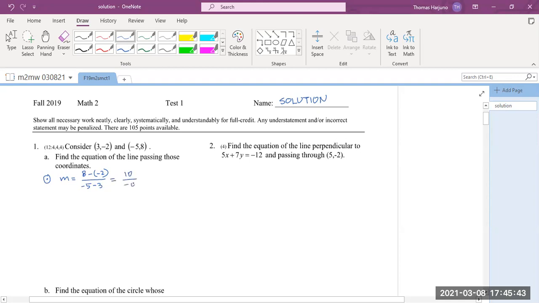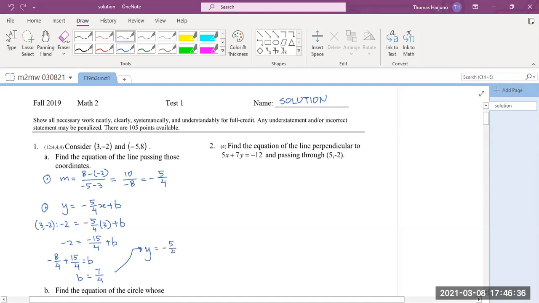That's 10 over negative 8, reduced to negative 5 over 4. And then the equation of the line, y equals mx plus b. Let me use one coordinate, 3 comma negative 2. That's negative 2 here, this is 3. So I get negative 2 equals negative 15 over 4 plus b. Do the LCD, plus 15 over 4 equals b. So b is 7 over 4. So the equation of the line is y equals negative 5 over 4 x plus 7 over 4.